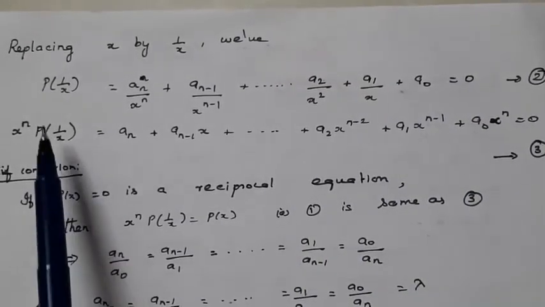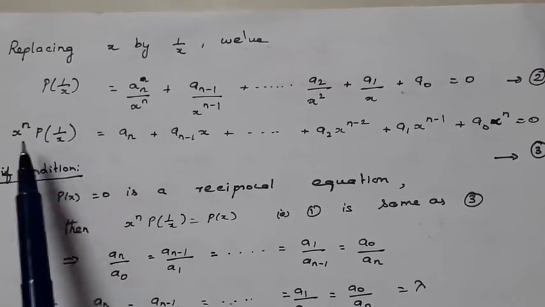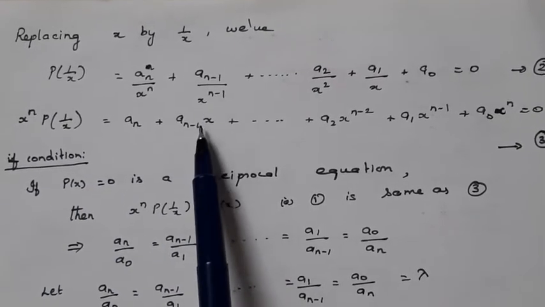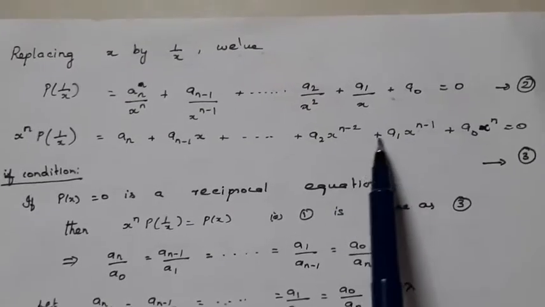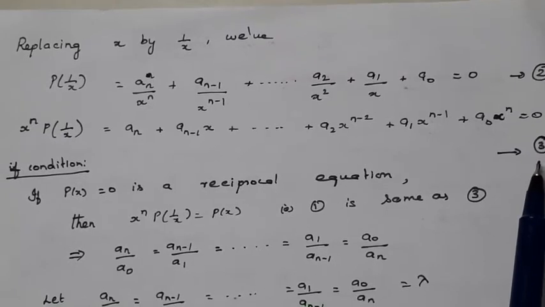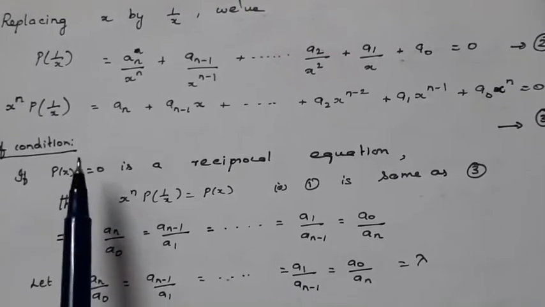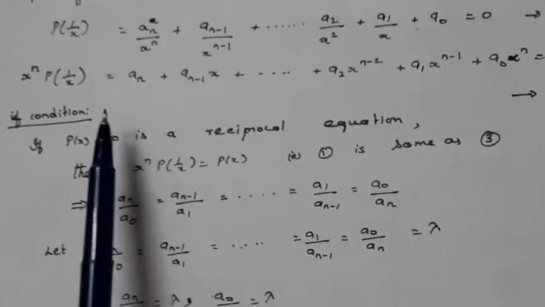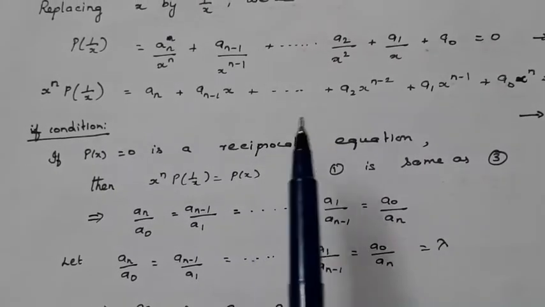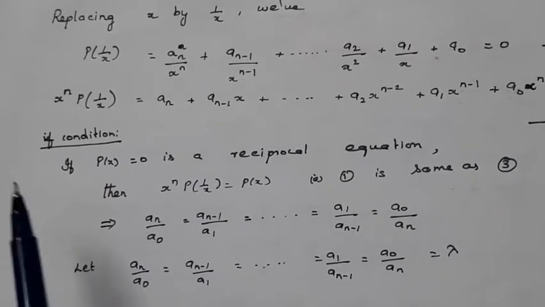Now, as it is of degree n, let us multiply throughout by x power n. So x power n into p of 1 by x will be a(n) plus a(n) minus 1 into x plus etc., plus a1 into x power n minus 1 plus a0 into x power n equal to 0. Let it be the third equation. Now we are going to prove that if p of x is a reciprocal equation, then the corresponding coefficients from the last and beginning are either equal or equal in magnitude but opposite in sign, and the reverse case. So that is the if and only if condition.